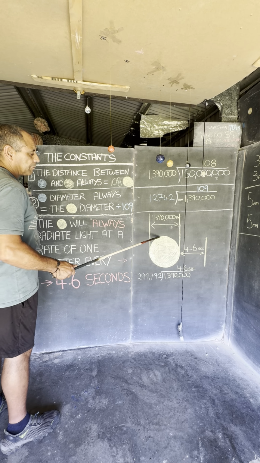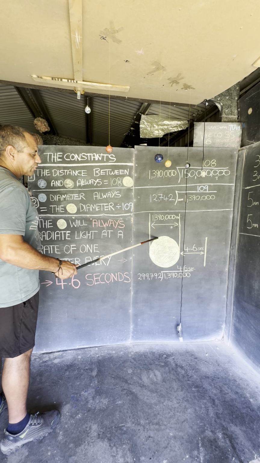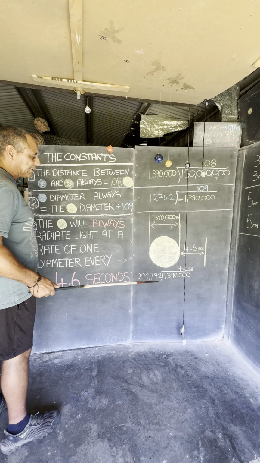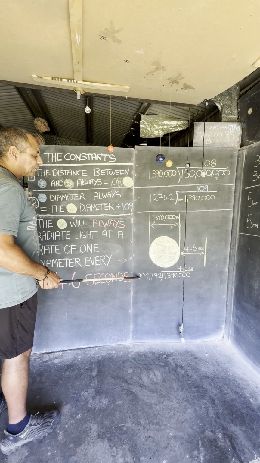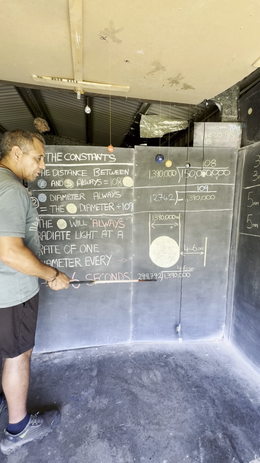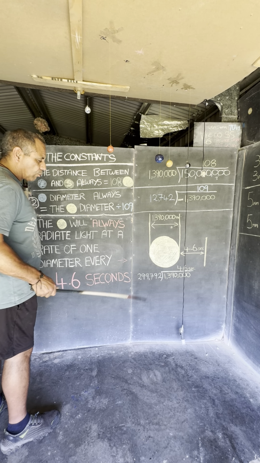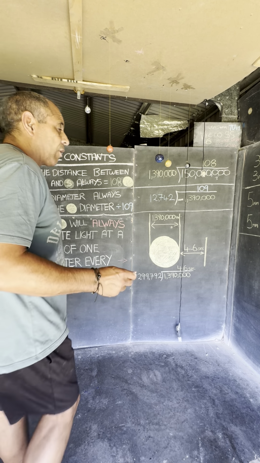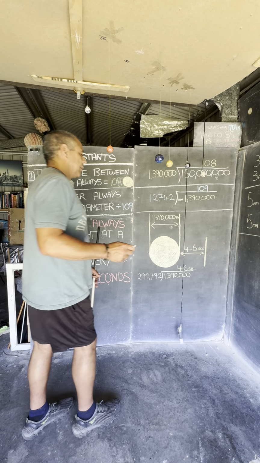That means because the sun's diameter is 1,390,000 kilometers, and the speed of light only travels at 299,792 kilometers per second, what we have is an irregularity. And this is the irregularity that I have been screaming about, right?